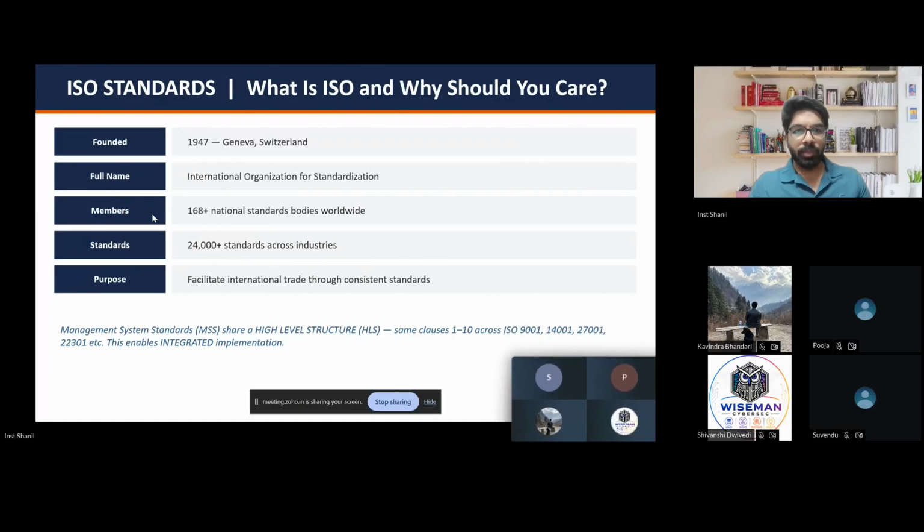So who were the members? 168 plus national standard bodies worldwide were a part of this International Organization for Standardization. How many standards? They launched 24,000 plus standards across industries. For manufacturing industries, there would be different standards. For industries running online business, a separate set of standards. Service-based industries, separate standards. What was the purpose? To facilitate international trade through consistent standards.